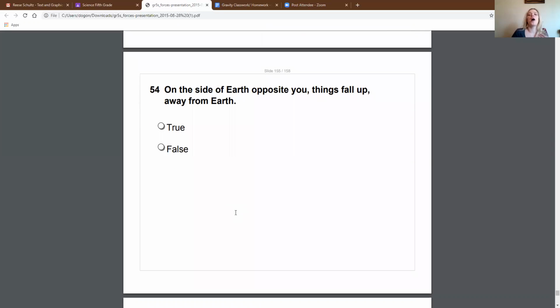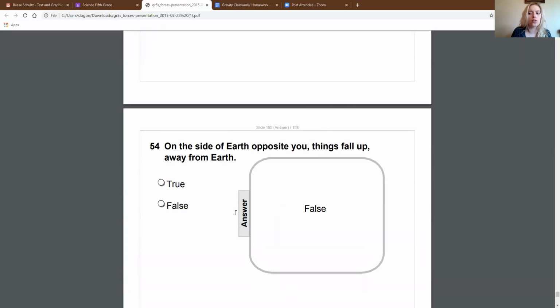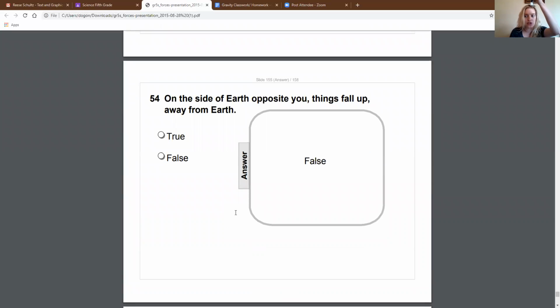On the side of Earth opposite of you, things fall up away from the Earth. So this question is saying that if people drop something on the other side of the world, it's not going to fall down, it's going to go up. Is that true or false? Okay. Hopefully you said false, because as we know, everything is being pulled downward to the center of the Earth. It doesn't matter if you're here in America or on the other side of the world, like in Australia. Everything is being pulled and attracted downward to the center of the Earth.